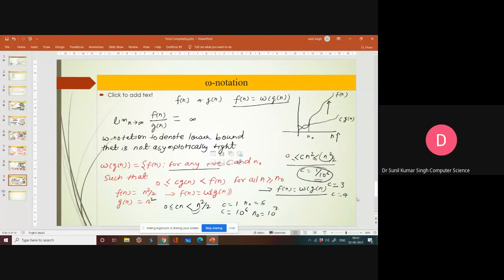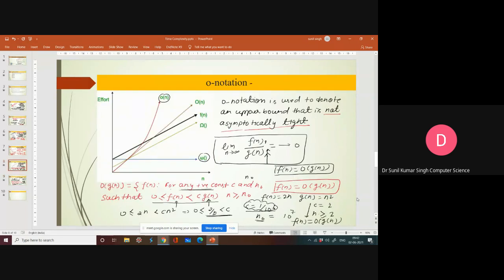So that means if f of n is equal to n square by 2 and g of n is equal to n square, then we cannot write f of n is equal to omega of g of n square. I mean omega of g of n. We cannot write. It is not possible.